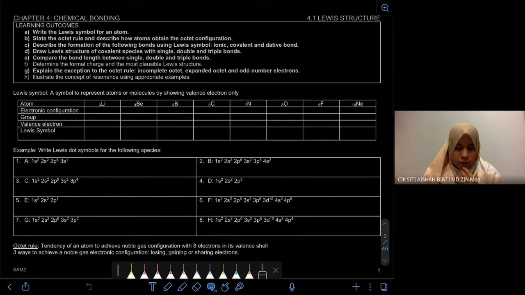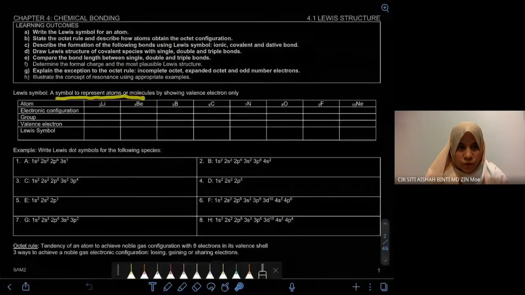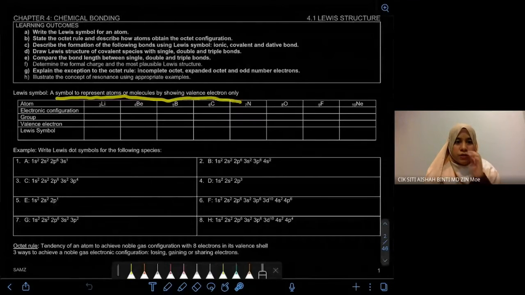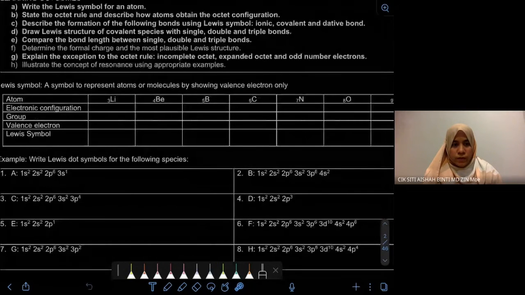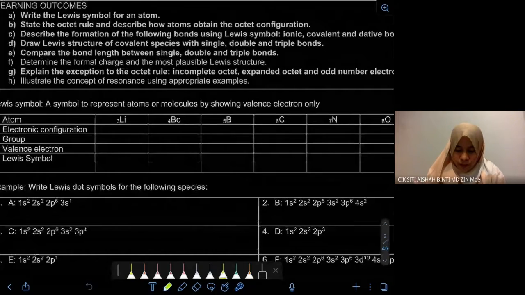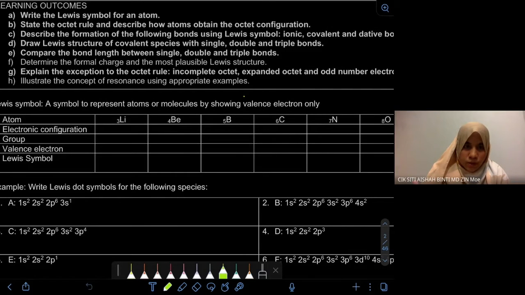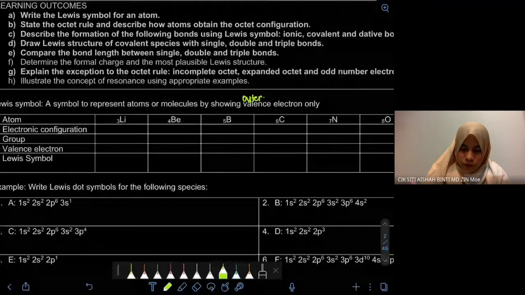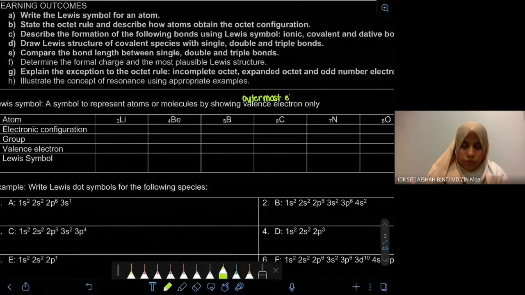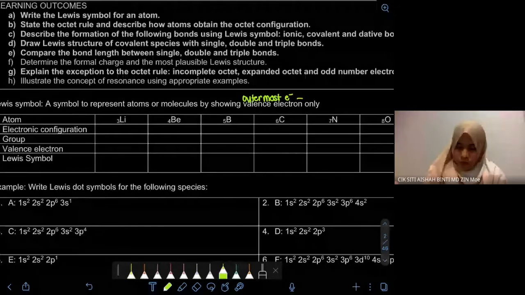Okay, so first let's look here. Kita akan belajar tentang Lewis symbol. So what is actually a Lewis symbol? Okay, it is a symbol to represent atoms or molecules by showing valence electron only. So again, what is actually valence electron? Valence electron tu is your outermost electron. It's actually your highest principal quantum number.